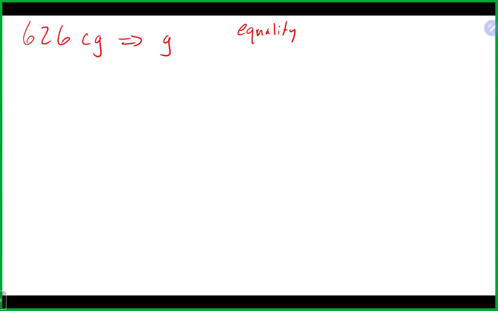So again, we could go to that table, and as we just talked about there, we could see centi is 10 to the minus 2. And that would get us our equality of, again, 1 centigram is going to equal 10 to the minus 2 grams. And again, that is the proper way to use that. That right there is basically what is known as an equality.